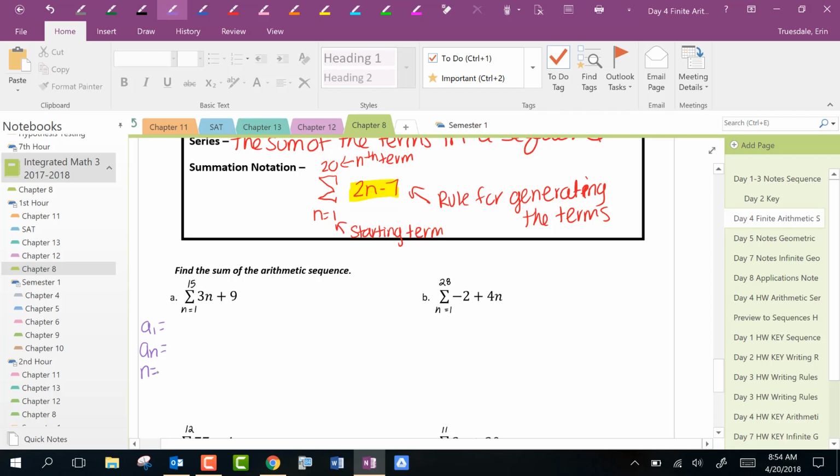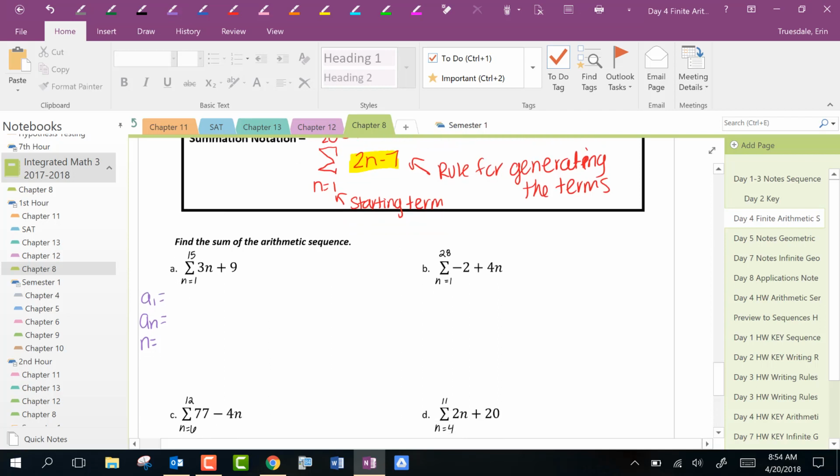Okay, some of it can come right off of just looking at it, and some of it you're going to have to actually calculate. So for example, to calculate the first term, if this is the rule that generates the terms, and I'm starting at term 1, what do you think I have to plug in for N? 1. So I have 3 times 1 plus 9. So the first term is 12.